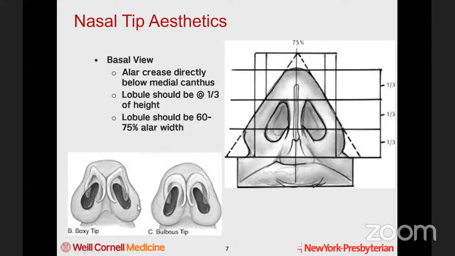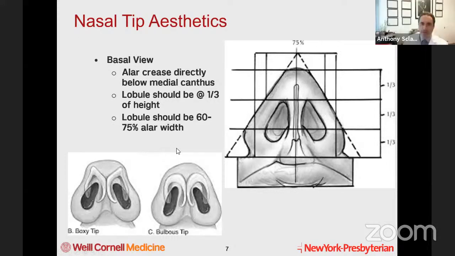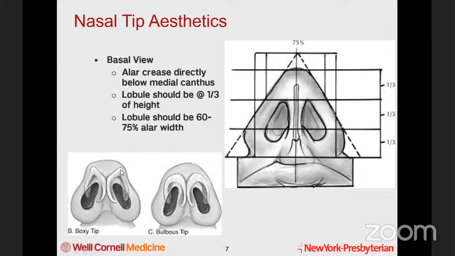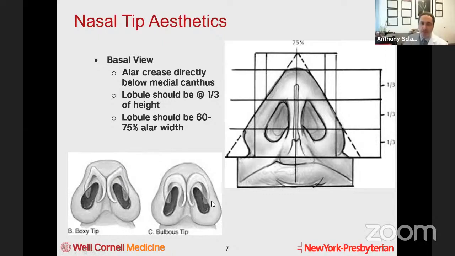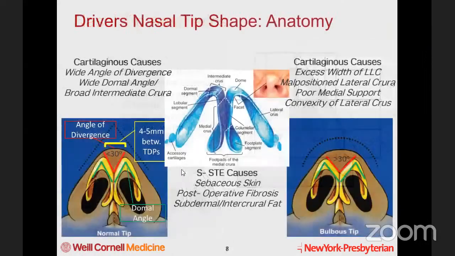Now, bulbous is just a word. There's no specific anatomic correlate. It just means it's really round and amorphous. We can talk about a boxy tip, which tends to be very similar, but those tips usually have very sharp angulation at the dome of the lower lateral cartilage, as opposed to the more rounded tip. But we'll talk about the different forms of bulbous tip as we go along.